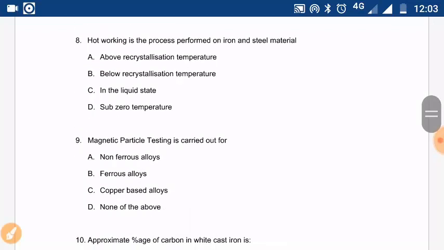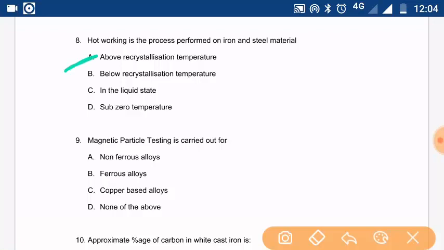Now question 8. Hot working is the process performed on iron and steel material above recrystallization temperature, below recrystallization temperature, in the liquid state, or at sub-zero temperature. So hot working is always performed above recrystallization temperature. Why? Because above recrystallization temperature, the strain hardening effect decreases.